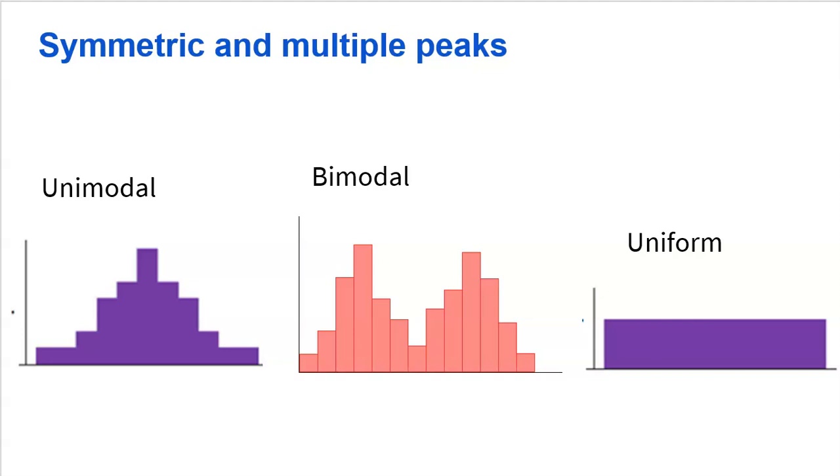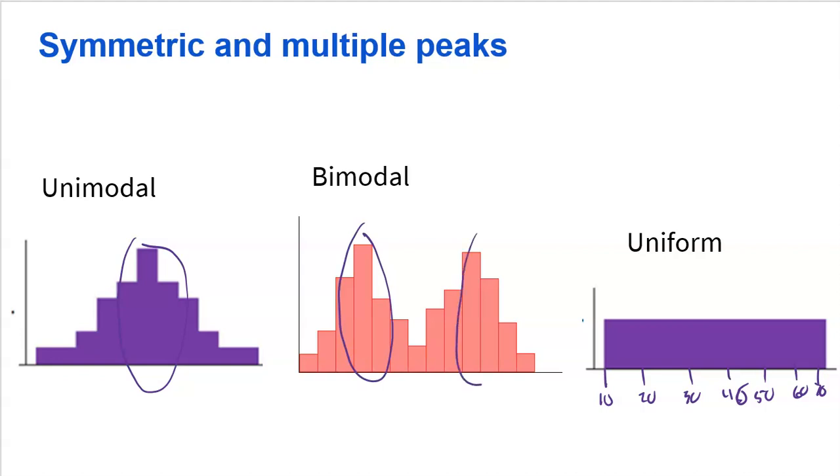Uniform is really when the data doesn't change much at all. I don't really have lines here, but imagine if we had bins here, 10, 20, 30, 40, 50, 60, 70. Uniform means that you got roughly the same amount of data from 10 to 20, as 20 to 30, as 30 to 40. Again, each bin contains roughly the same amount of data. Where unimodal, we see these bins in the middle that contain the bulk of the data. Bimodal, we have two bins where we see the bulk of that data.